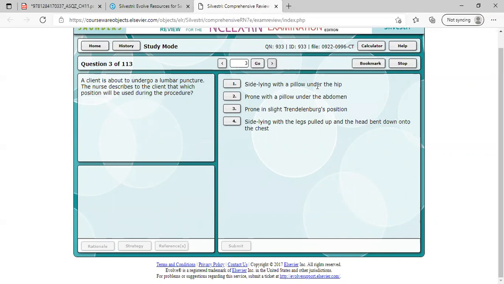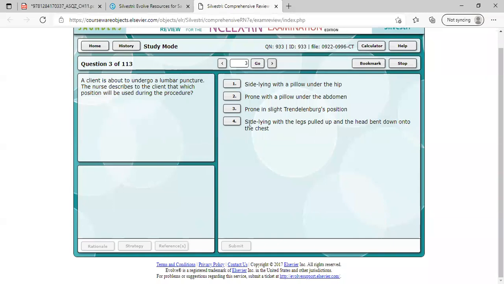Side lying with a pillow under the hip. Side lying, not a position for lumbar puncture. Or prone with a pillow under the abdomen. Prone means lie over the abdomen. It is not a position for lumbar puncture. Prone with a slight Trendelenburg means head is down but two legs are up. We call it Trendelenburg. If the patient has a shock, needs more blood supply to the brain, we can do this, but not for lumbar puncture.